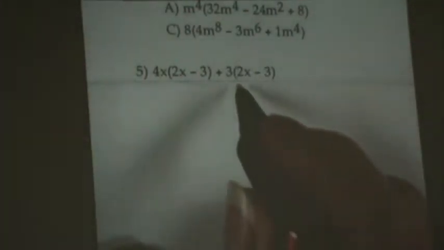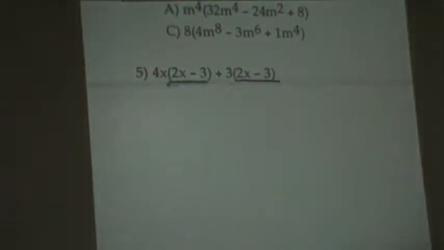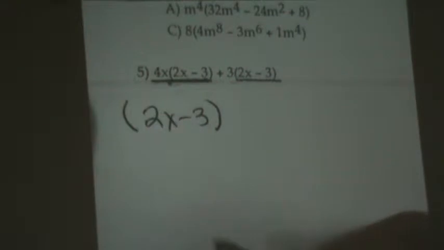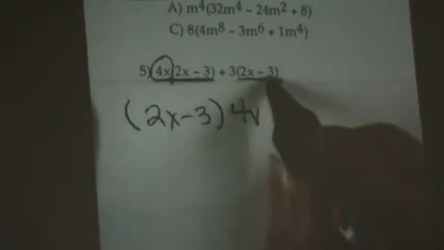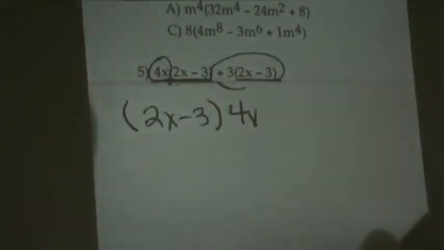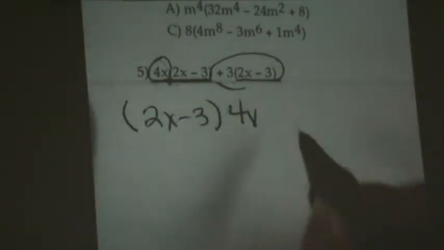Okay. This one says to factor it also. We're still under factor. It's already grouped. What do they have in common? The 2x minus 3, right? That's what they have in common. Okay, so to get this first term, what did you multiply 2x minus 3 by? 4x. And what did you multiply it by here? Positive 3, right?